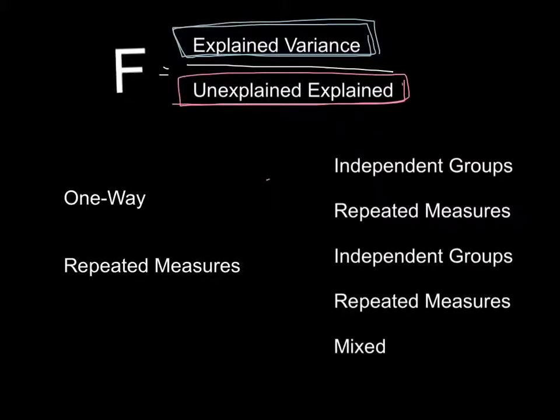So first we're just going to go over a quick review. All F ratios in general, so that means all ANOVAs, are specifically defined as the explained variance over the unexplained variance. And what's delimited as explained and what's delimited as unexplained differs based on the type of ANOVA you're doing.